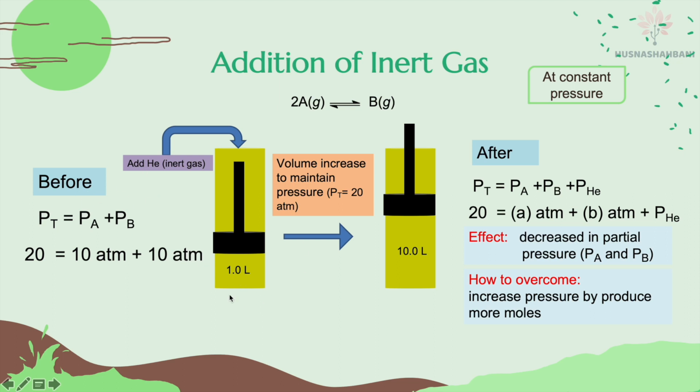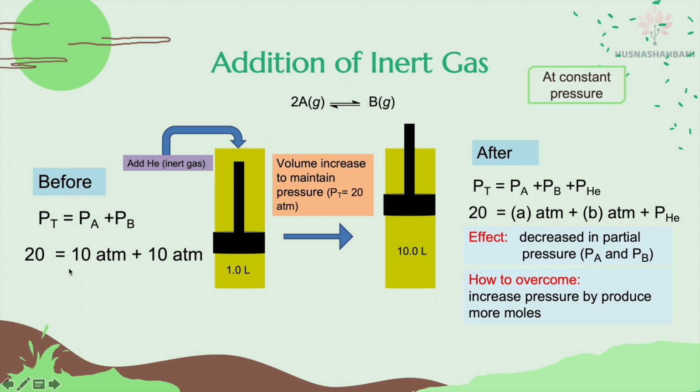Before, you have a system volume of 1 liter, and then you add an inert gas, for example helium, into the 1 liter system consisting of A and B, A the reactant and B the product. So the total pressure equals partial pressure A plus partial pressure B. This is before you add the inert gas. For example, the total pressure is 20 atm. Each partial pressure is 10 atm, A 10 atm, B 10 atm.